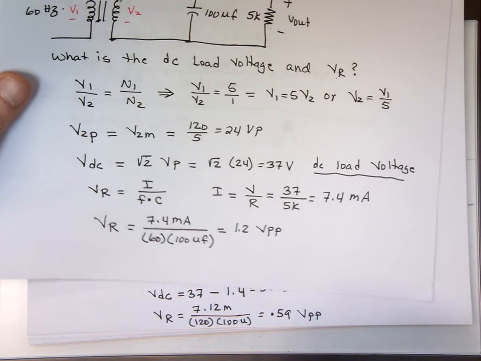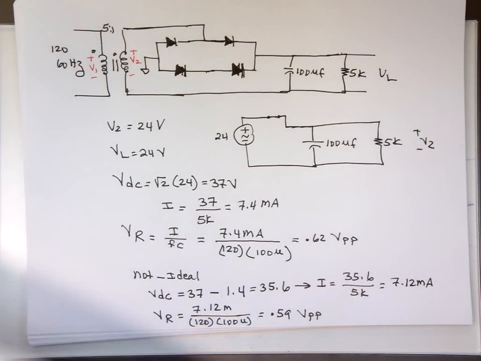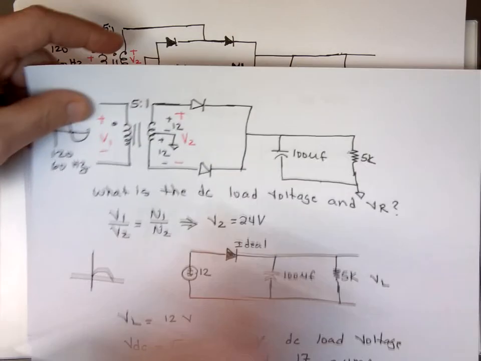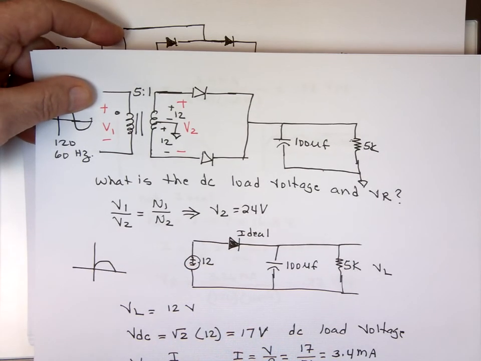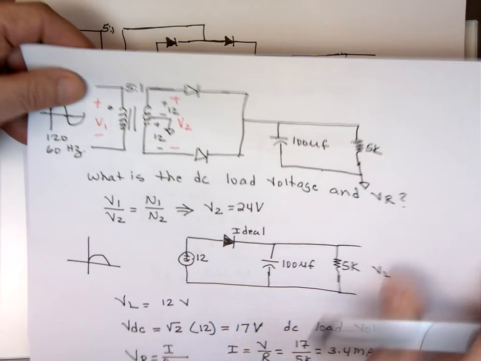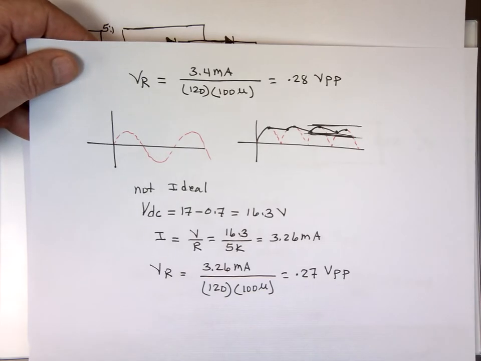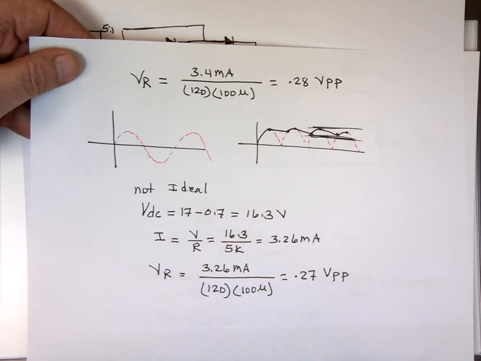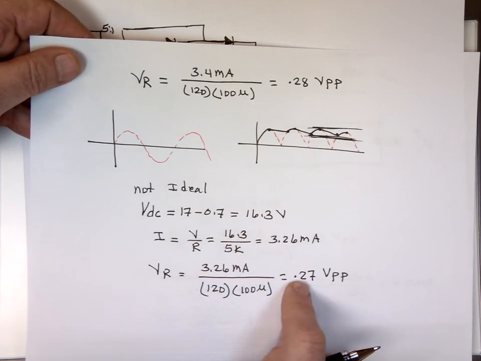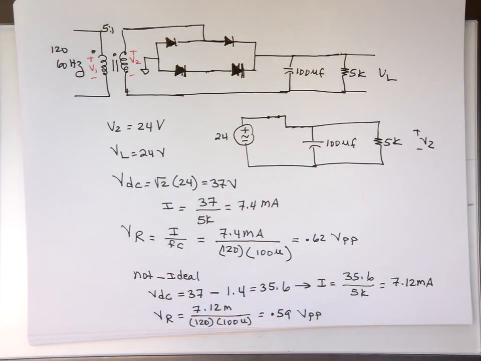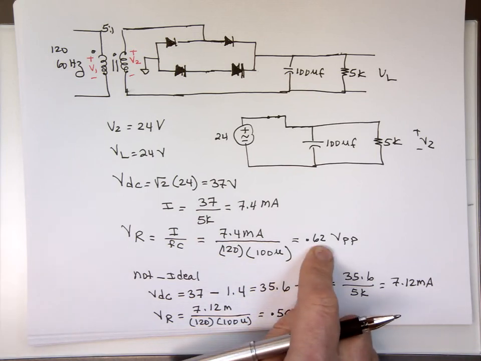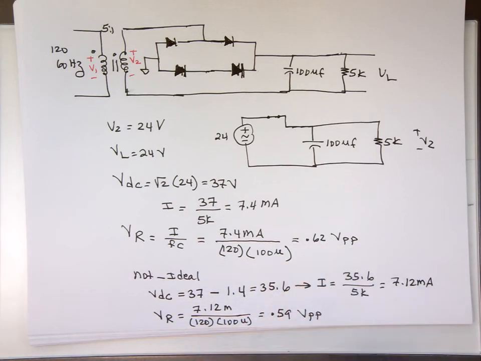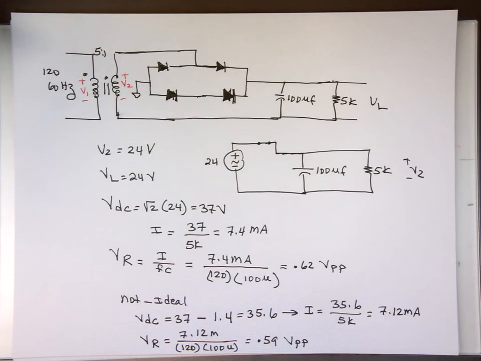If we go to a full wave center tap like this one, my ripple voltage was the gap from top to bottom. It's only 0.28 volts peak to peak. 0.27 if it's not ideal. And if we do a bridge rectifier, the gap is a little bit bigger than center tap, 0.62 volts peak to peak, and 0.59 if it's not ideal. Good luck.